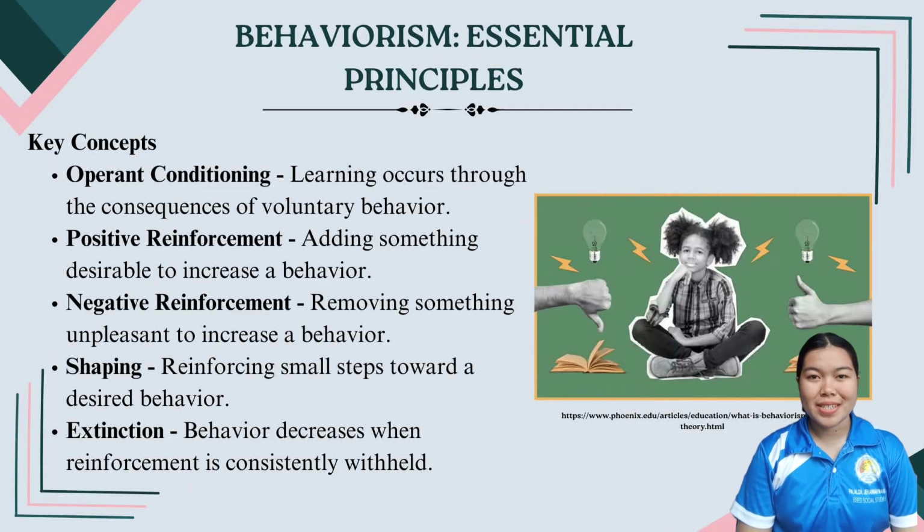First is behaviorism, associated with B.F. Skinner, who lived from 1904 to 1990. Behaviorism focuses mainly on observable and measurable behavior. It explains learning in terms of how our environment and the consequences of our actions influence our behavior. One of Skinner's most important contributions was operant conditioning. Operant conditioning means that behavior can be strengthened or weakened depending on what happens after the behavior.